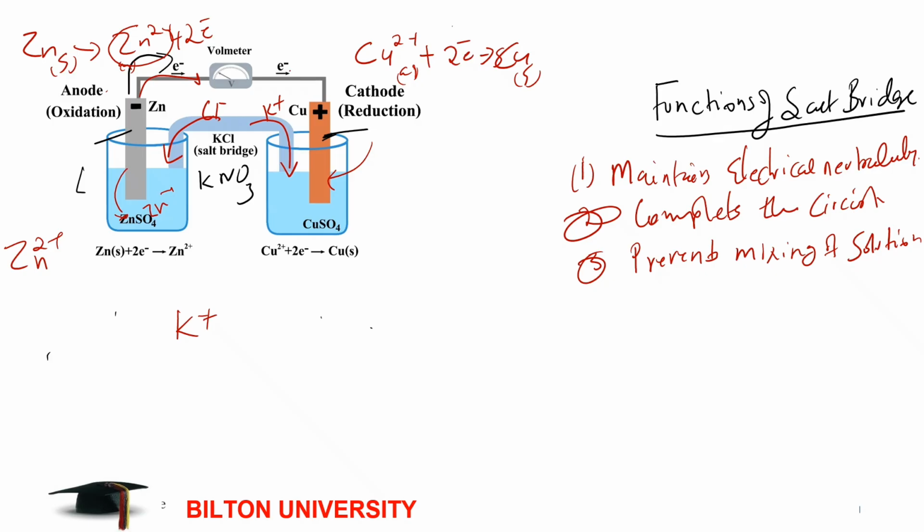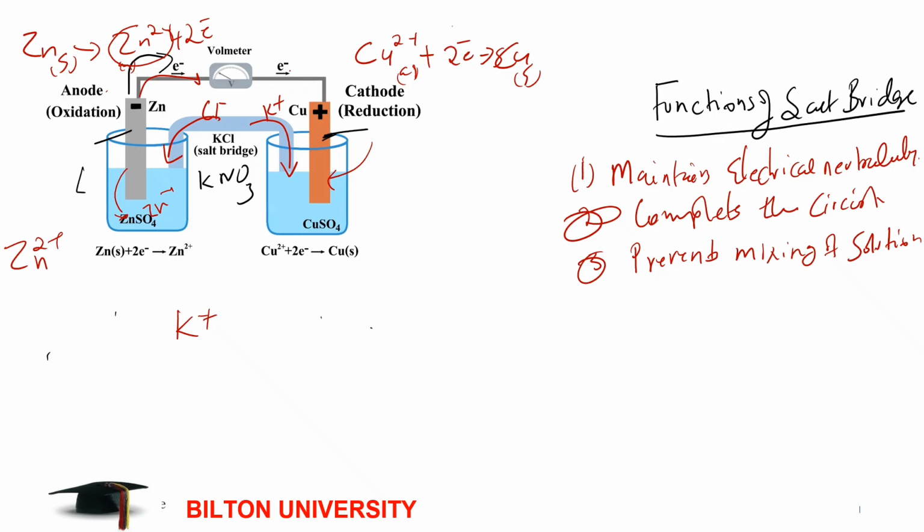Also, the salt bridge prevents mixing of the solutions. It prevents these two solutions from mixing up, because if they mix up, a reaction will occur and they will build up heat energy, which we are trying to prevent. So these are the three key roles of the salt bridge in a galvanic cell.